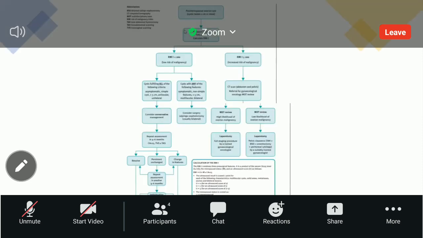So if you have time, just have a look at it. This is how to approach a patient with a tumor, ovarian tumor or cyst in a post-menopausal woman. No need to remember everything, just have a look at it. That's why I have given the slide. This is from the RCOG guideline.